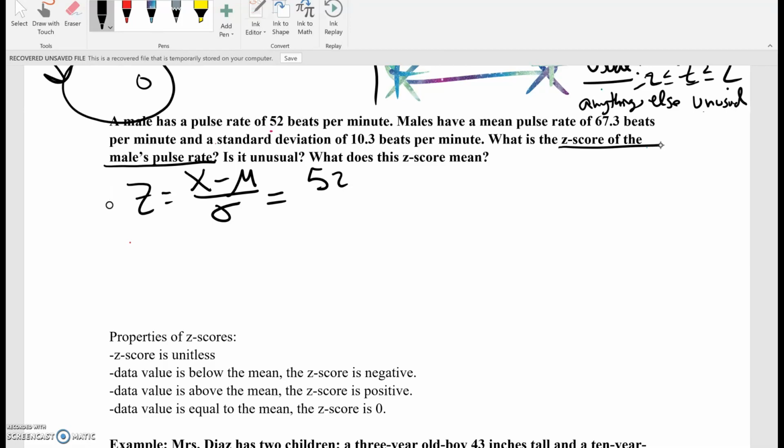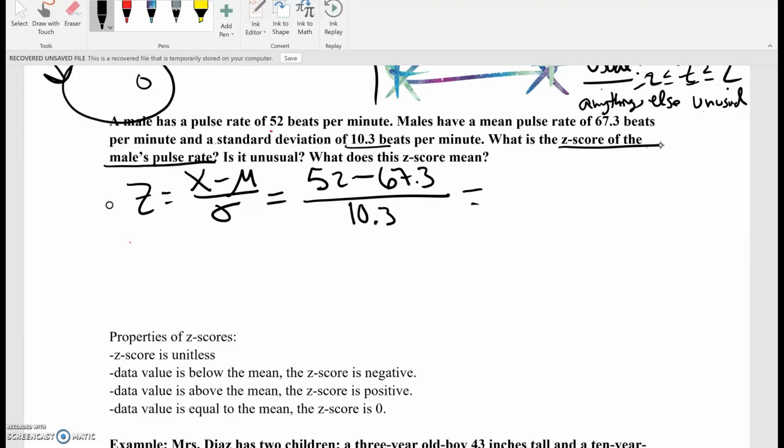My pulse rate is 52 beats per minute. I'm subtracting the mean because I want to see how far away it is from the mean. And I'm dividing it by the standard deviation because I'm trying to see, well, I know that one standard deviation is 10.3 beats per minute. How much is that relative to the difference from the mean?